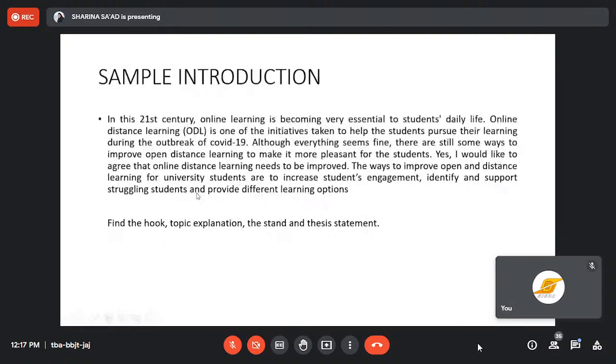Yes. How many reasons are given here in this introduction paragraph? Reason 1 is identify and support struggling students. Increase students' engagement, number 1. Identify and support struggling students.